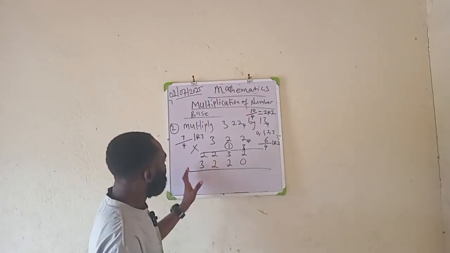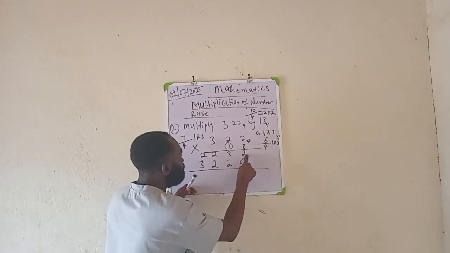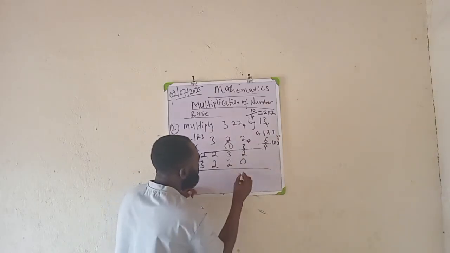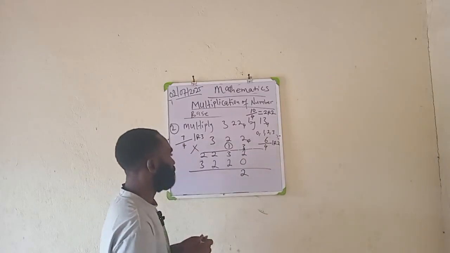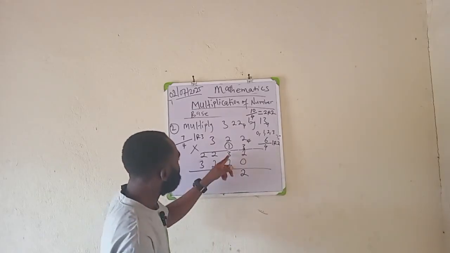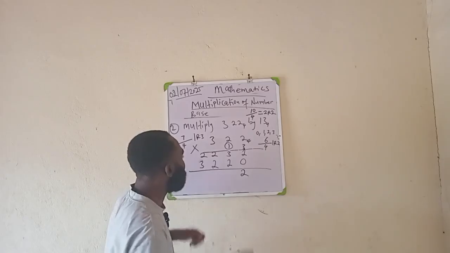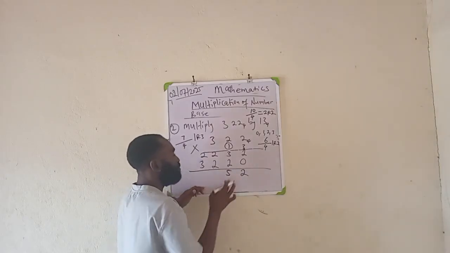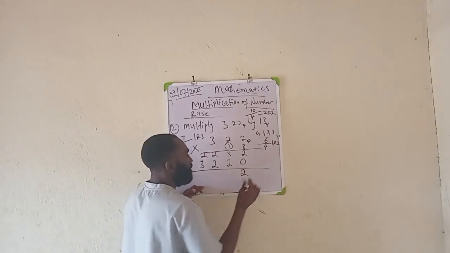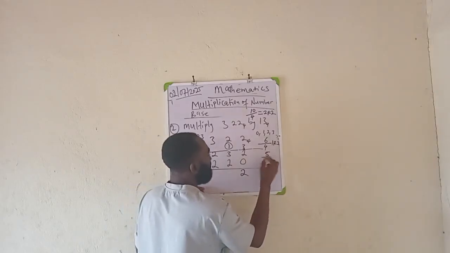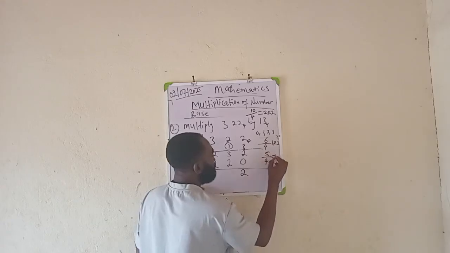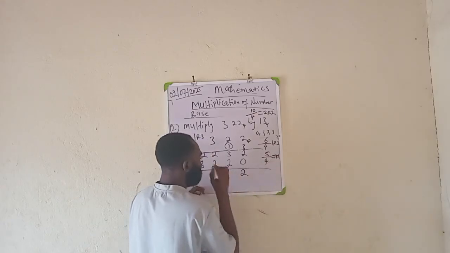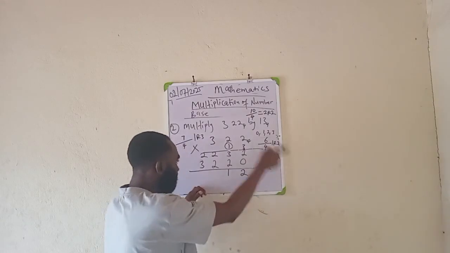So now 2 plus 0 is 2. 3 plus 2 is 5. We cannot write 5 here because 5 is greater than the base. So we divide it. 5 divided by 4 will give us 1 remainder 1. So we write the remainder 1 here. We take 1 to the next.